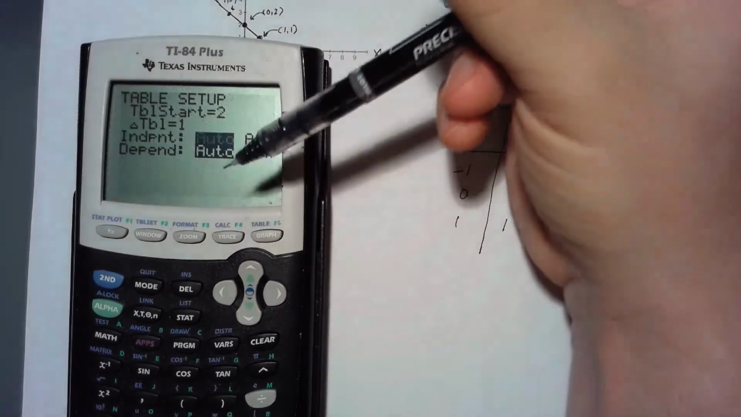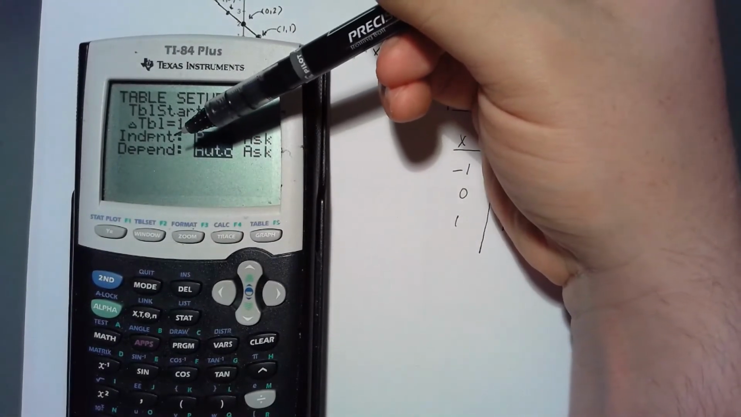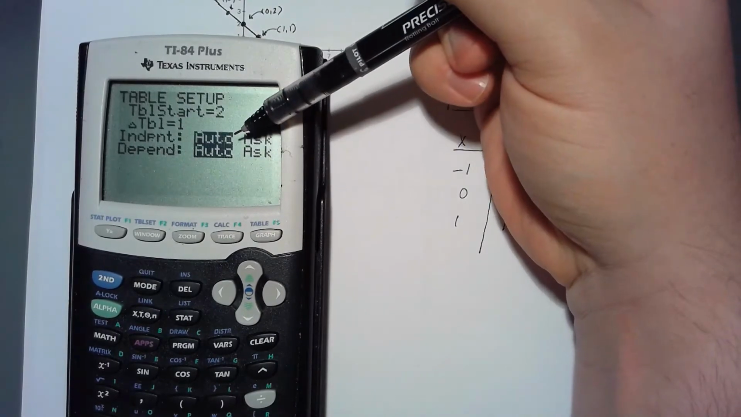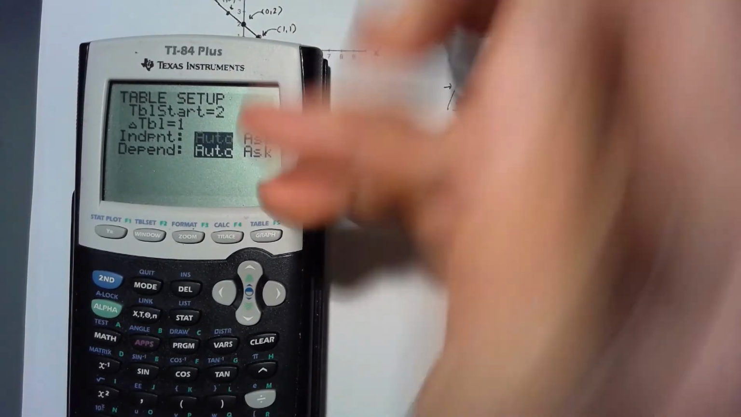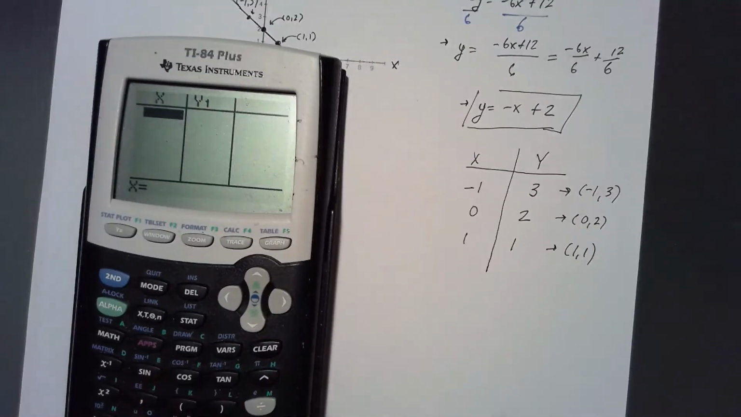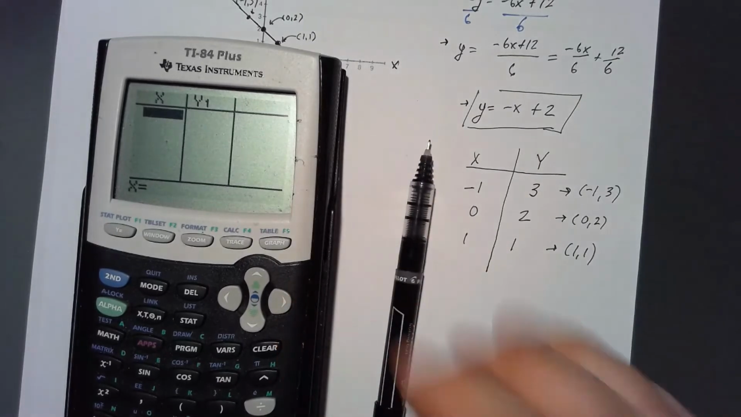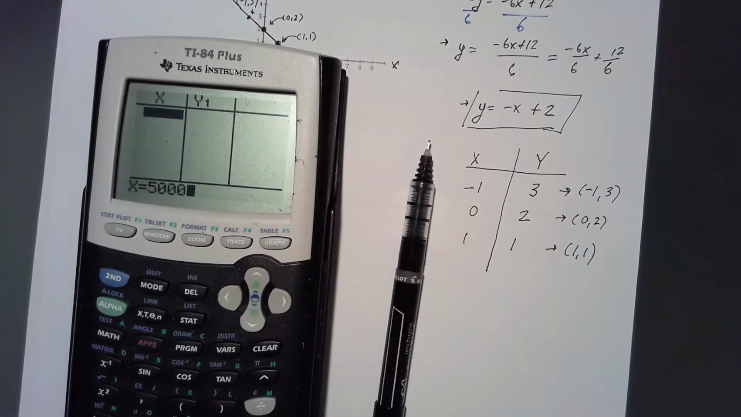If I want to get a specific value for x, the independent variable, instead of doing auto, just go over to ask, hit enter. So now when you go back to the table, I want to find the value of y when x is 5,000. Hit enter. Y is negative 4,998.